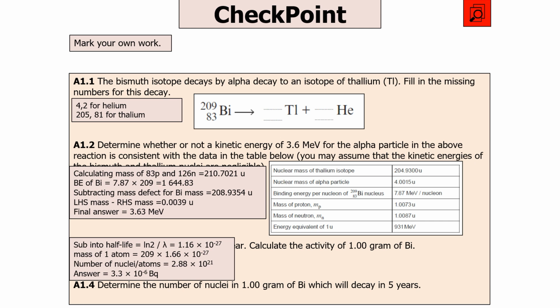The mass of one atom we know is going to be 209 times the conversion factor into kilograms, so 1.6 times 10 to the minus 27. The number of nuclei is therefore going to be 2.88 times 10 to the 21, so our answer is going to be 3.3 times 10 to the minus 6 becquerels, and therefore we can work out how many decay in 5 years by using the values, working through to be 525.